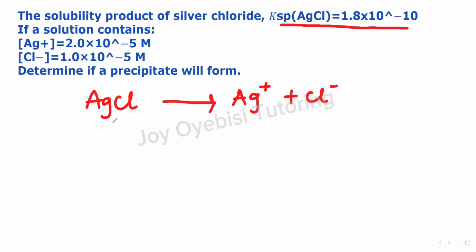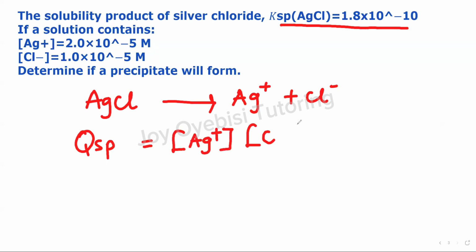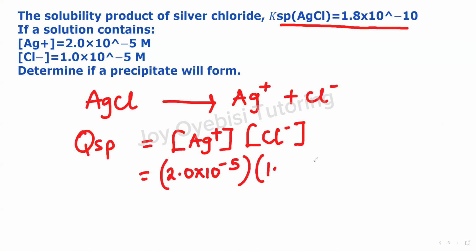Now, our QSP expression is going to be QSP equals the concentration of Ag+ times the concentration of Cl negative. So it tends to have the same expression as KSP. And what we would just do is plug in these values because they gave us the concentration already. And that would be 2.0 times 10 raised to the power of negative 5, and then times 1.0 times 10 raised to the power of negative 5. And that gives us a 2 times 10 raised to the power of negative 10 as our QSP.